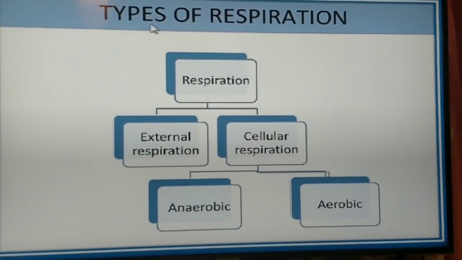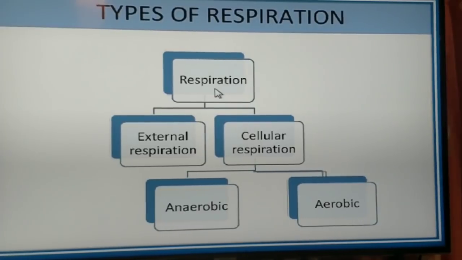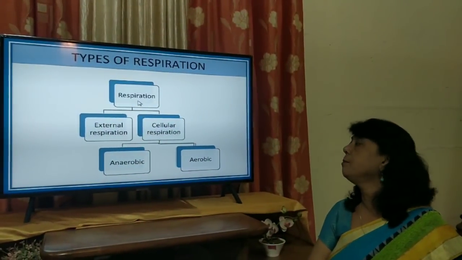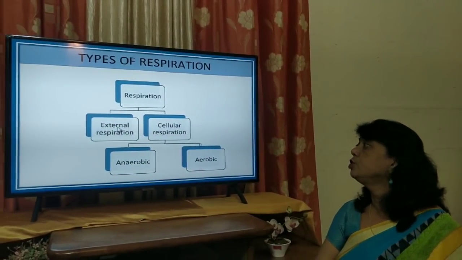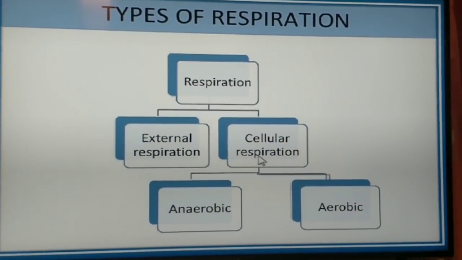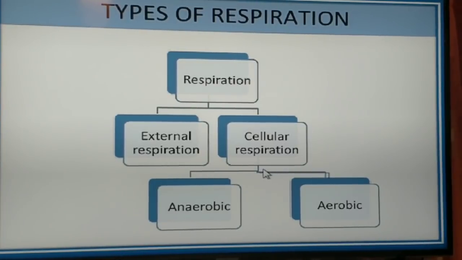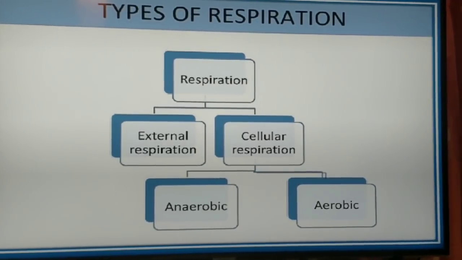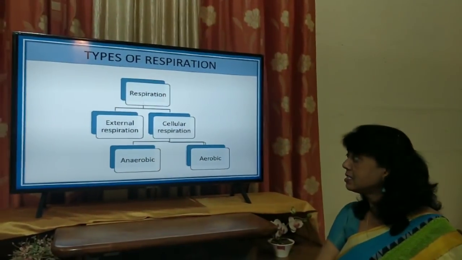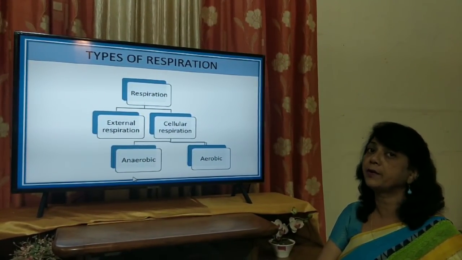Now we are going to discuss the different types of respiration. Respiration comprises two major types, that is external respiration as well as cellular respiration. Cellular respiration can also be classified as anaerobic respiration and aerobic respiration.